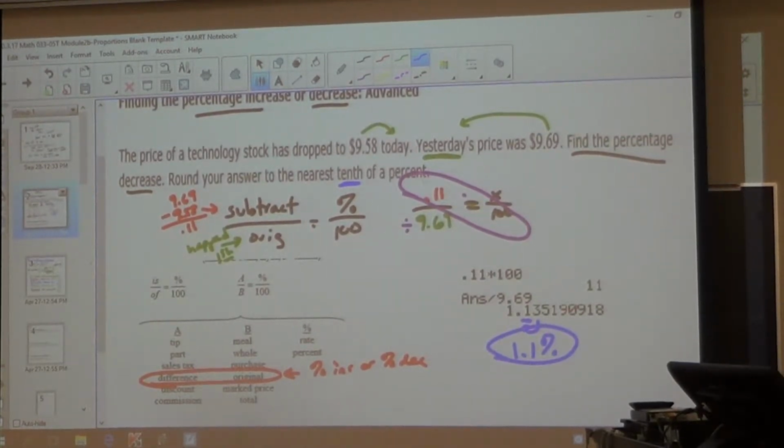1.1%. So anytime the problem says find the percent of increase or find the percent of decrease, subtract over original, percent over 100. How much did it go up or how much did it go down over which one happened first equals percent over 100. Cool? This is the end of Module 2. Yay!